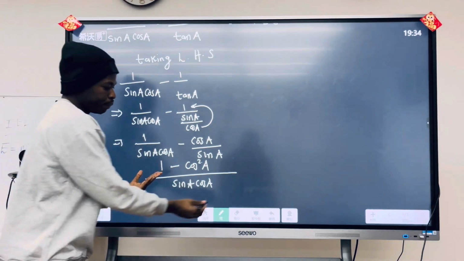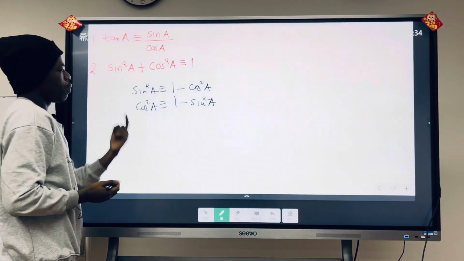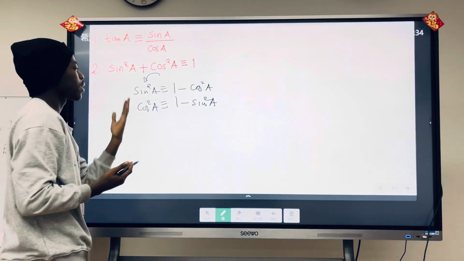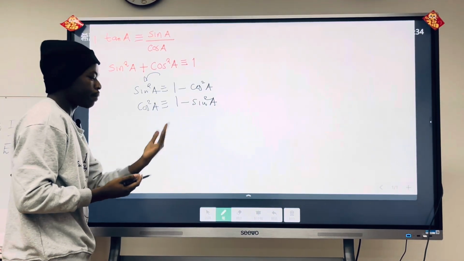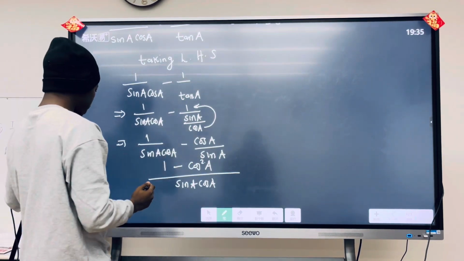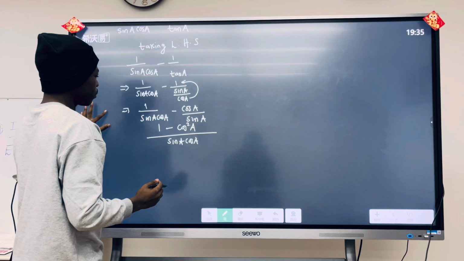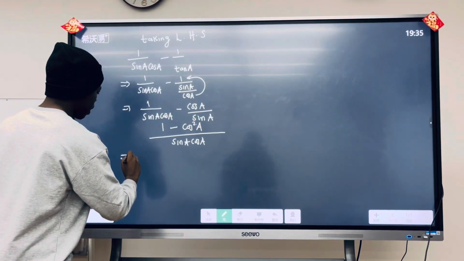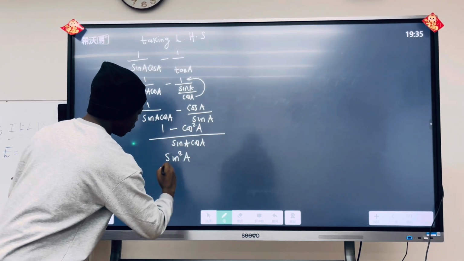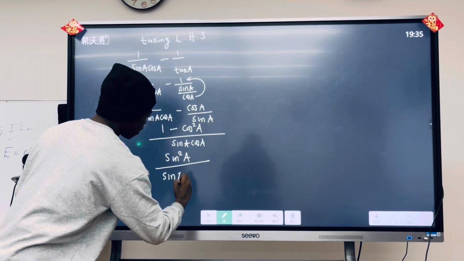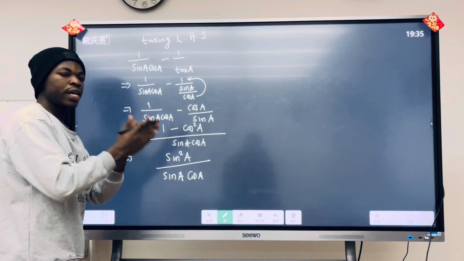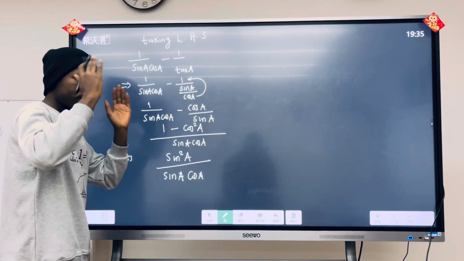If I take you back, we have an identity. Where we see 1 minus cos squared A, we can write sine squared A, because sine squared A is equal to 1 minus cos squared A. This is exactly what we are seeing here, 1 minus cos squared A. So what can we have? 1 minus cos squared A will just give us sine squared A divided by sine A times cos A. Sine squared A simply means sine A times sine A.